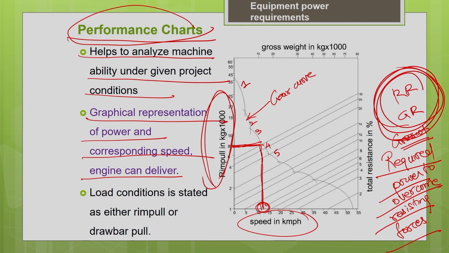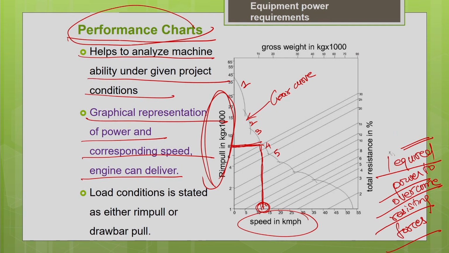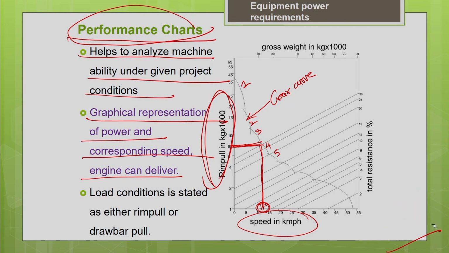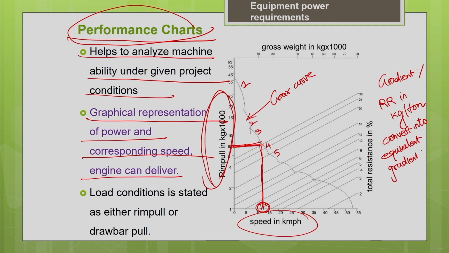There is also another y-axis you can see here. You can express the resistance in your underfoot conditions using total resistance percentage. Already you know the gradient percent, that is the slope percent. The rolling resistance you know in kg per ton. This you can convert into equivalent gradient percent, as we discussed earlier. You know that 1% of grade resistance equals 10 kg per ton. This we discussed earlier.